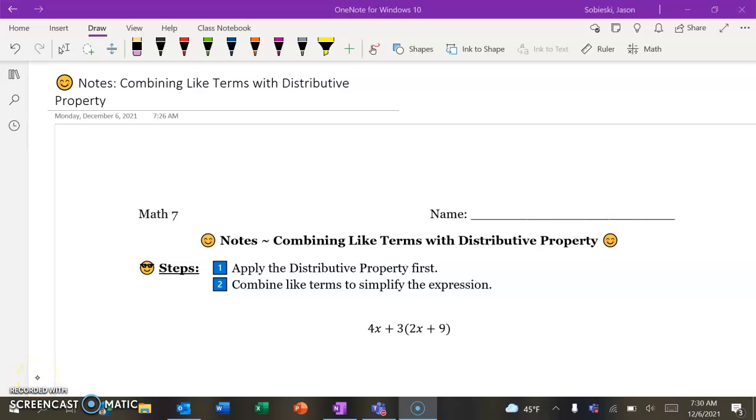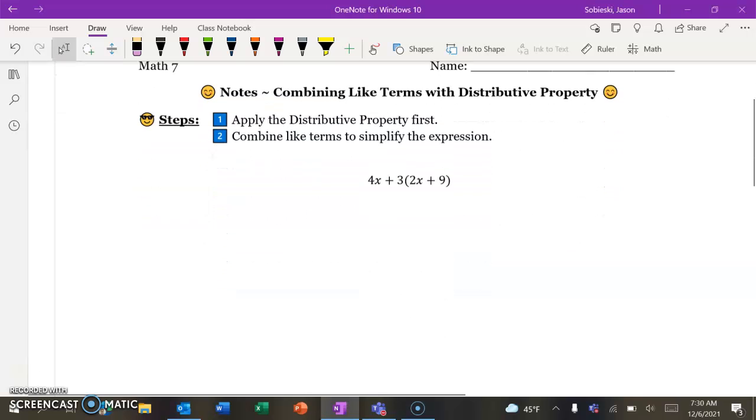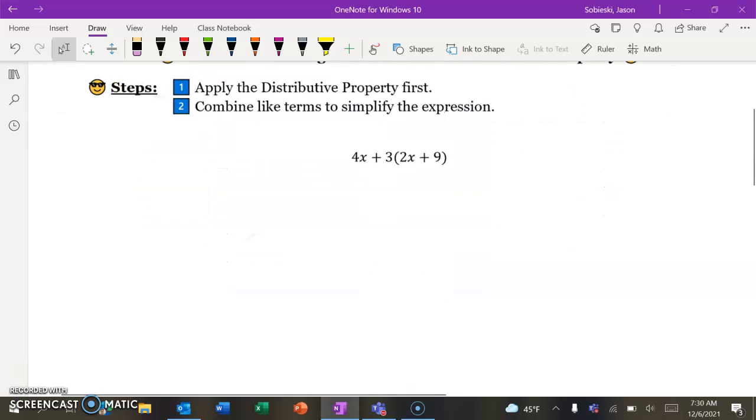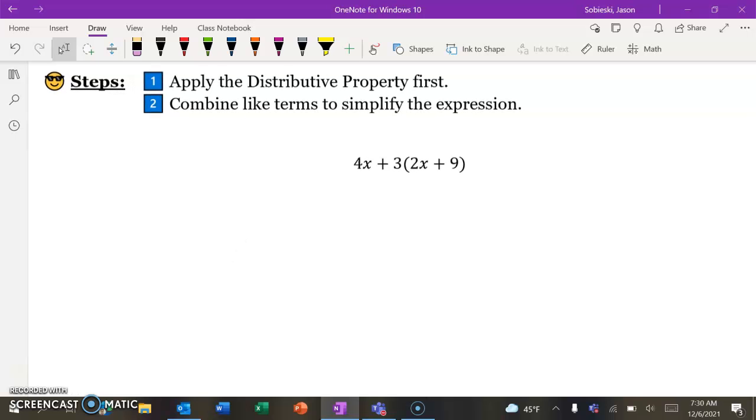All right, so everybody, in this video, we are going to take a look at some combining like terms examples that also have the distributive property in them. So we're going to also talk about when we need to solve it this way. And all it really is just two steps. So if you have a problem, an expression, where there is a distributive property part that you can apply first, which again, we said was just a number times something in parentheses.